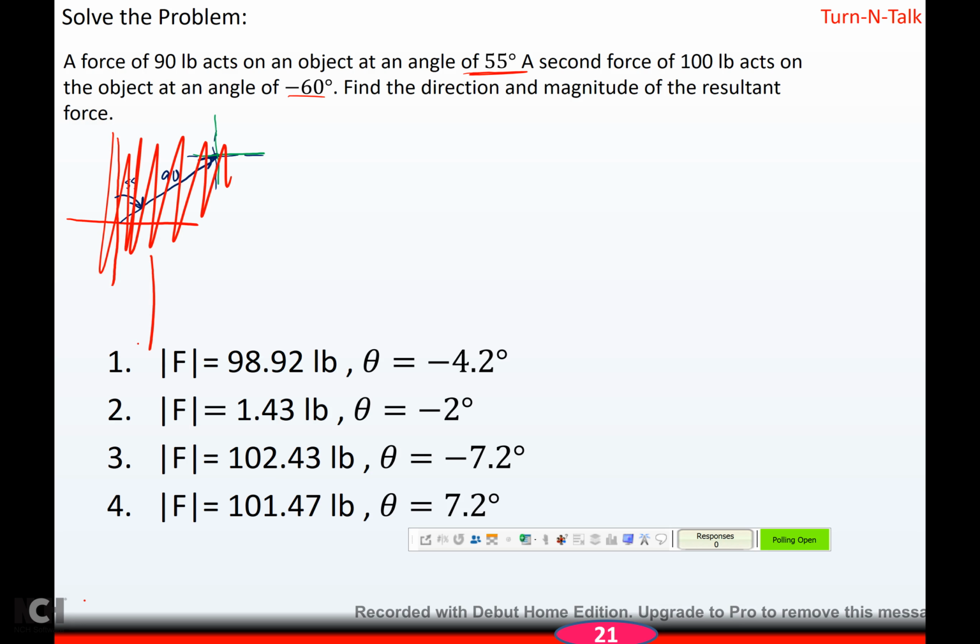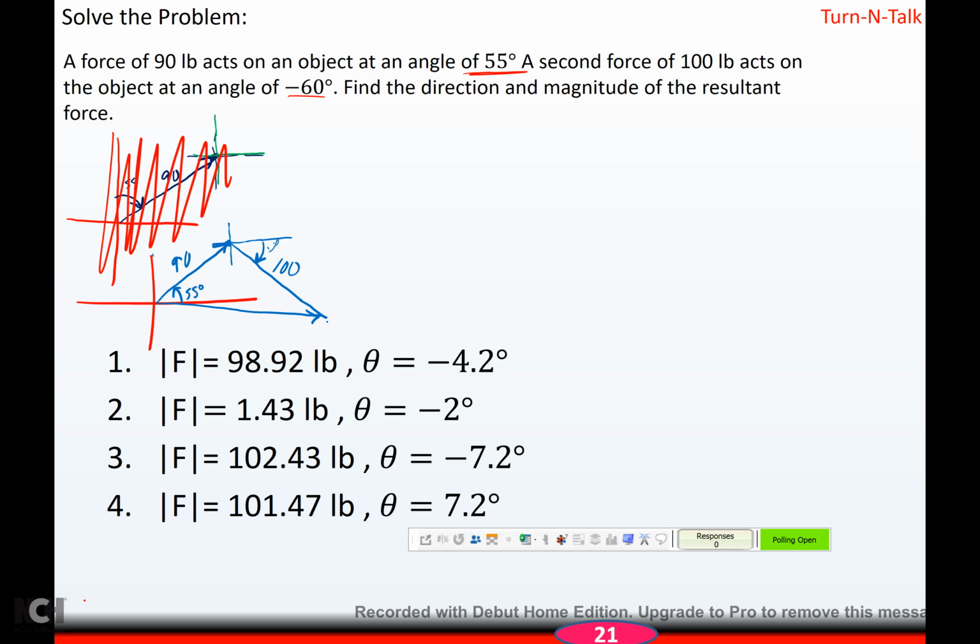All right, so let me change colors here. All right, so we're not going from north, we're going regular. So we've got this vector coming up here at an angle of 55 degrees. Okay, and then what's going to happen is we have our little axis up here, and we're going to go negative 60 degrees. Again, normal, like we would normally. So negative 60 would be down this way. So it's going to come down like this. And this one has a force of 90, this one has a force of 100. And my resultant vector would be this one right here.